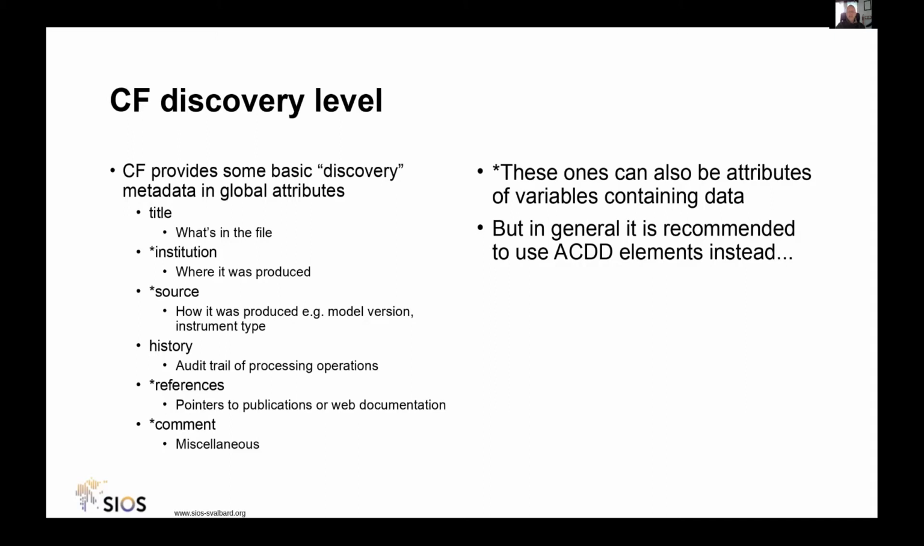But basically, at the discovery level, the CF conventions include title, institution, source, history, references, and comment. So that's information that you can put into a CF compliant document. That being said, in CF and ACDD, there are some elements that have restricted words.